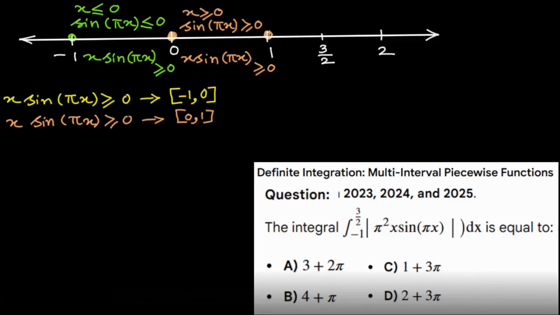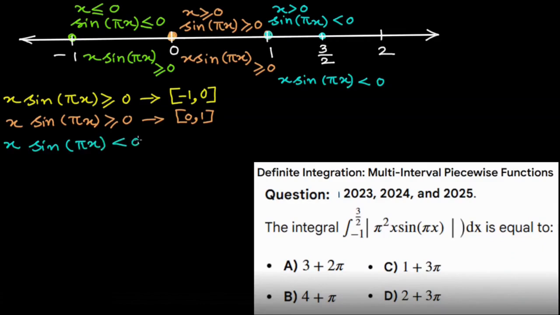Next, in the closed interval 1 to 3/2 or 1.5, x is positive. Therefore, sine pi x will be negative, angle pi x being in the third quadrant. Therefore, x sine pi x will be negative. So, x sine pi x will be negative in the closed interval 1 to 1.5 or 3/2.